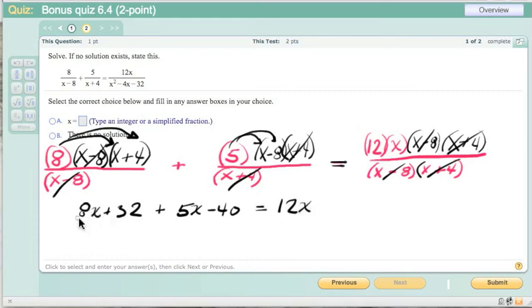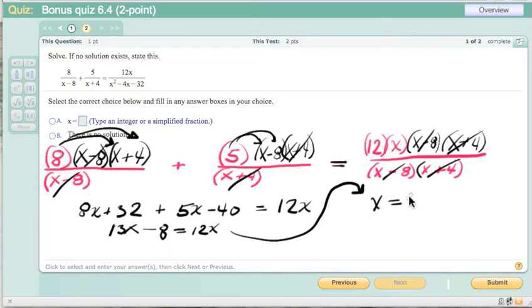Over here, I'm going to combine like terms. 8x plus 5x is 13x. And I have a plus 32 minus 40, which is a minus 8. And that is equal to 12x. And I'm going to make two moves at the same time here. I think we're at that stage in our 122 careers that we can do that. I'm going to subtract 12x from both sides, and I'm going to add 8 to both sides. 13x minus 12x is going to simply be x. When I add 8 to both sides, I end up with this.